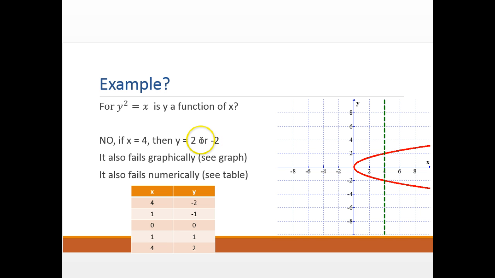It also fails graphically with the vertical line test. Here's a graph of y squared equals x. Notice this vertical line hits the graph at more than one point. It also fails numerically, because when we look at the table, I have multiple x values. In other words, the same x values are listed twice, but they have different corresponding y values.